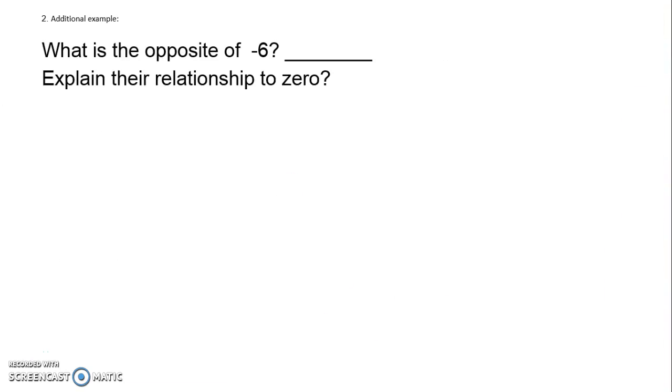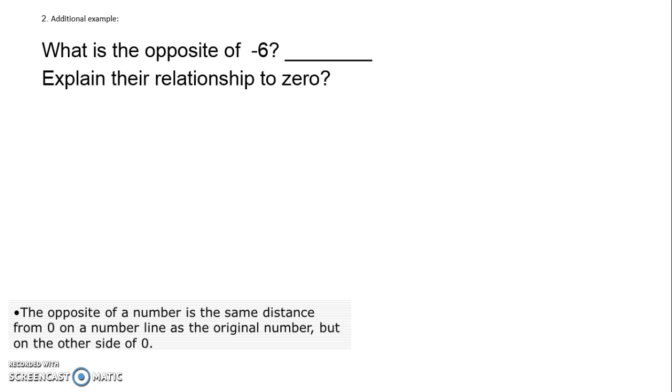And the additional example Mrs. Connor would like you to think about says, what is the opposite of -6? Okay, well, we have to understand what the word opposite means. The opposite of a number is the same distance from 0 on the number line as the original number. So we're looking for a number that's the same distance from 0 as -6. That's our original number, but on the other side of 0. So we need to figure out what number is the same distance from 0 on the number line as -6, but on the other side of 0.